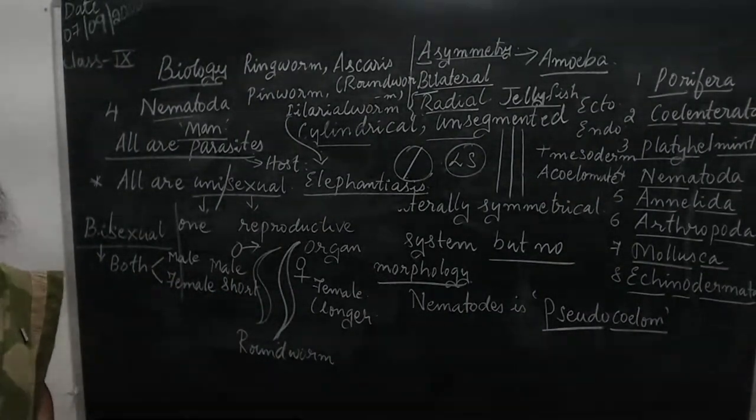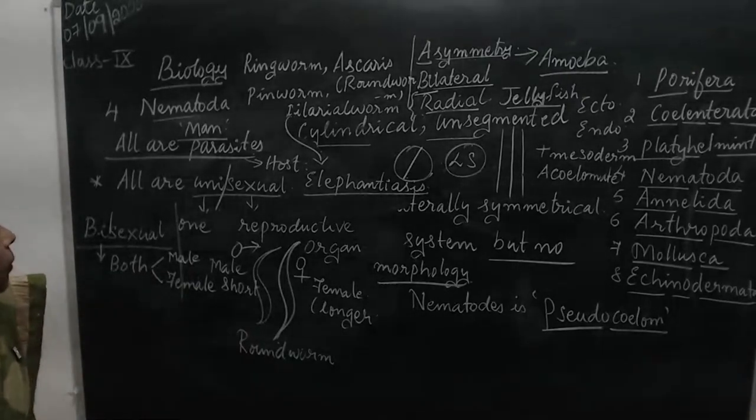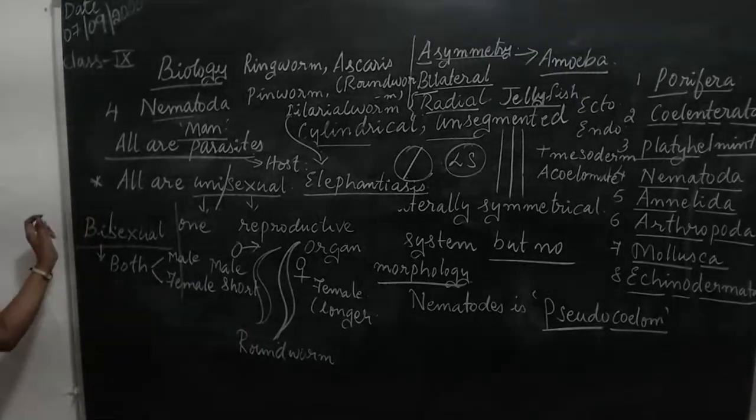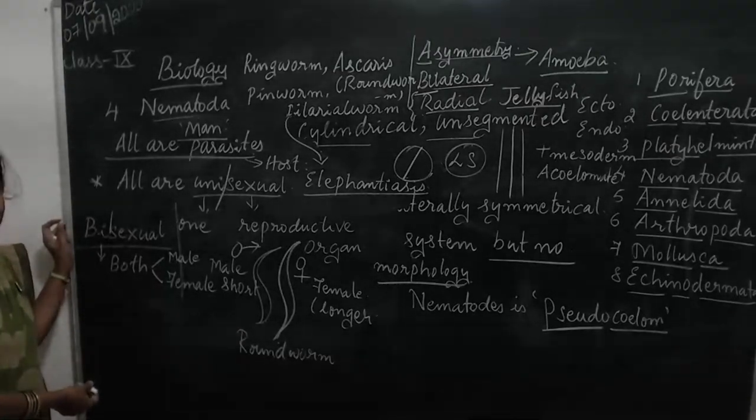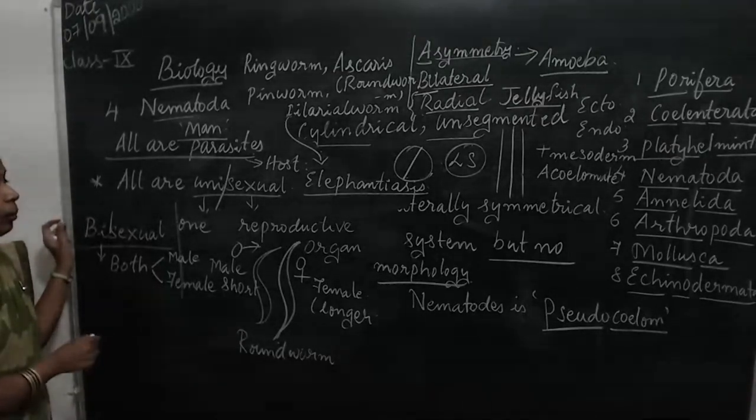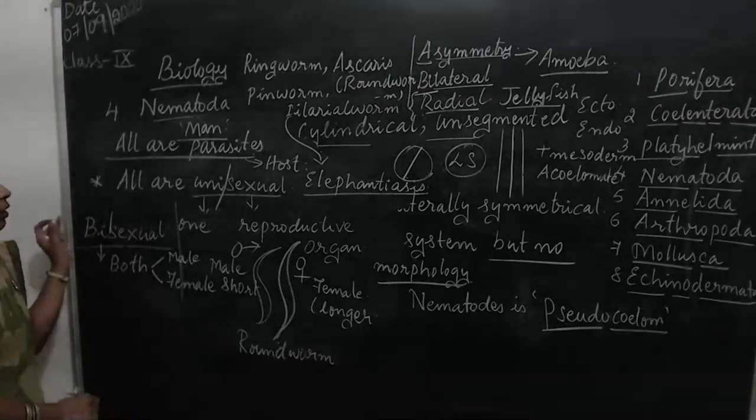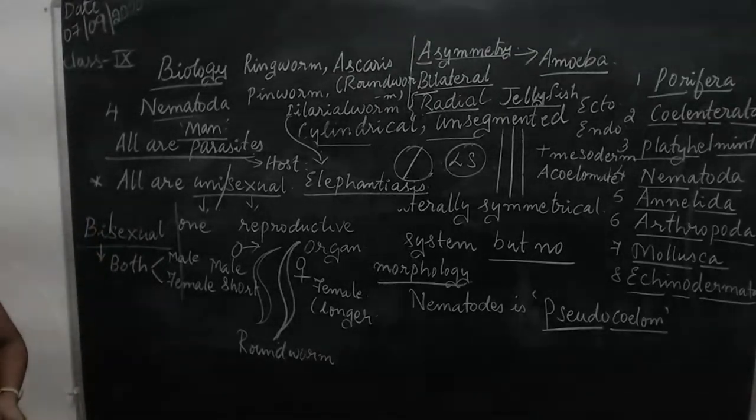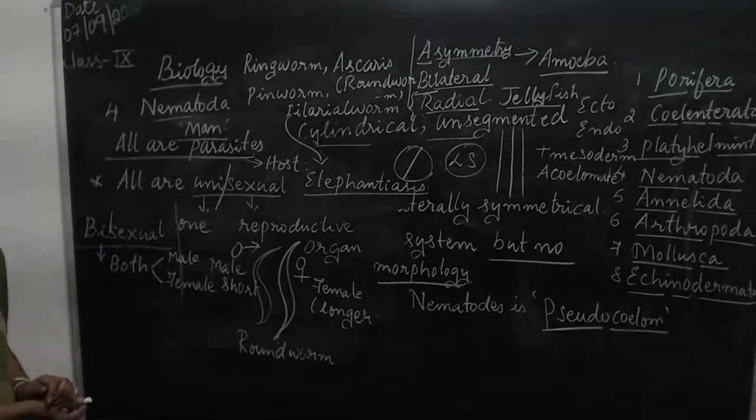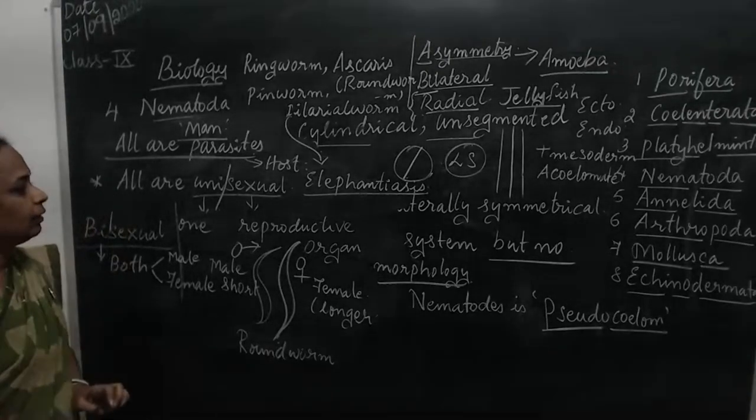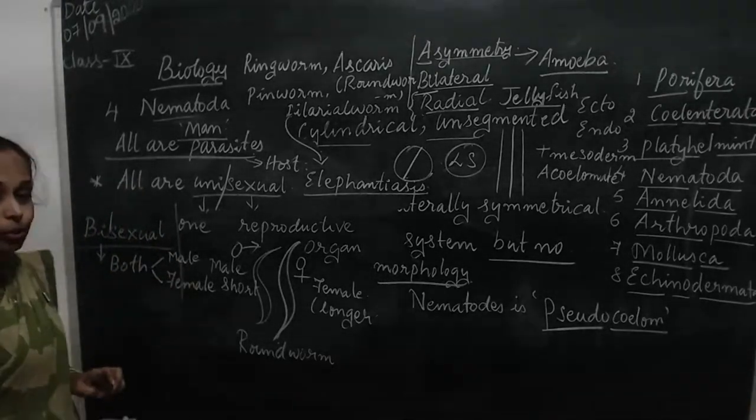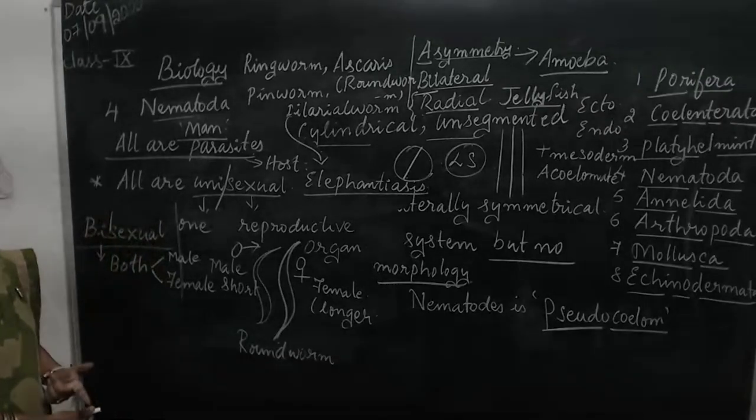Okay. So what are the points we look at in the case of nematodes? They are long, cylindrical, and unsegmented, that is, they don't have any segmentation in the body. They are triploblastic, so three layers are formed in the body. They are also pseudocoelomate, that means they have a false body cavity.